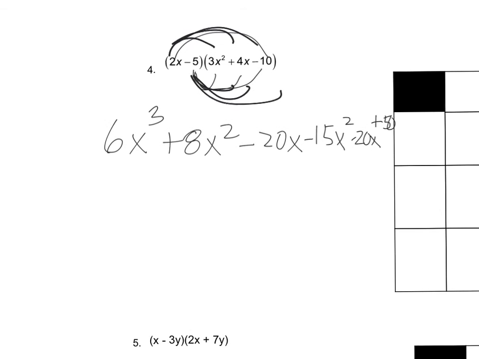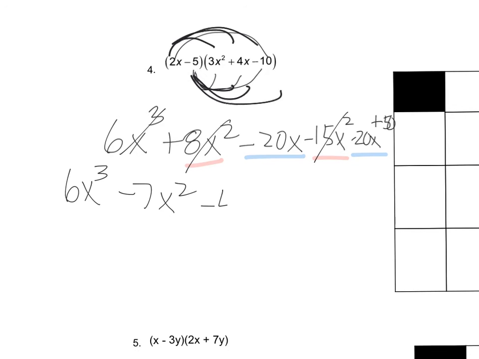So now once I have all these, just like I did before, I'm going to look for my like terms. We only have one x cubed term, so that would be a 6x cubed. I'm going to cross that off. Then I'm going to underline these. We have the 8x squared and the -15x squared, so that would give us -7x squared. Cross them off. And then I have a -20x and a -20x, which is right here. That's going to give us -40x. And then I have left over the plus 50, and that's our final answer.